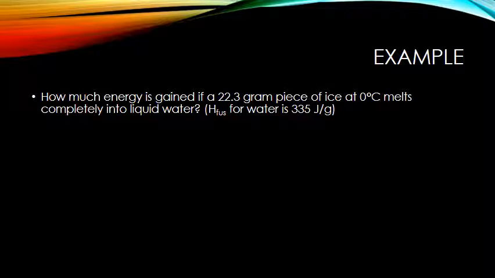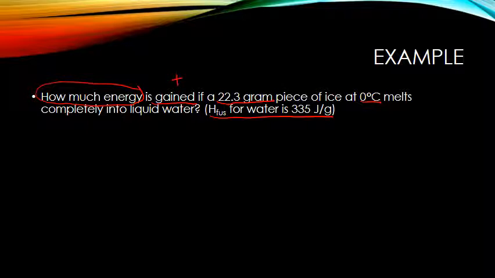So we're going to take a look at an example of calculating this. So it says how much energy is gained if a 22.3 gram piece of ice at 0 degrees Celsius melts completely into liquid water. And it gives us the heat of fusion for water is 335 joules per gram. So we've got a couple things. We are given 22.3 grams. It tells us it's at 0 degrees Celsius. So we are already at the freezing point of water, or the melting point of water. And it gives us the heat of fusion for water. And what it asks us to find is how much energy is gained. We're gaining energy. That means it's going to be positive.